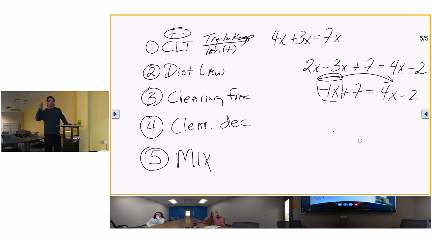Telling a student that they have to put a variable on the left or the right-hand side is stupid, because you get the same answer.